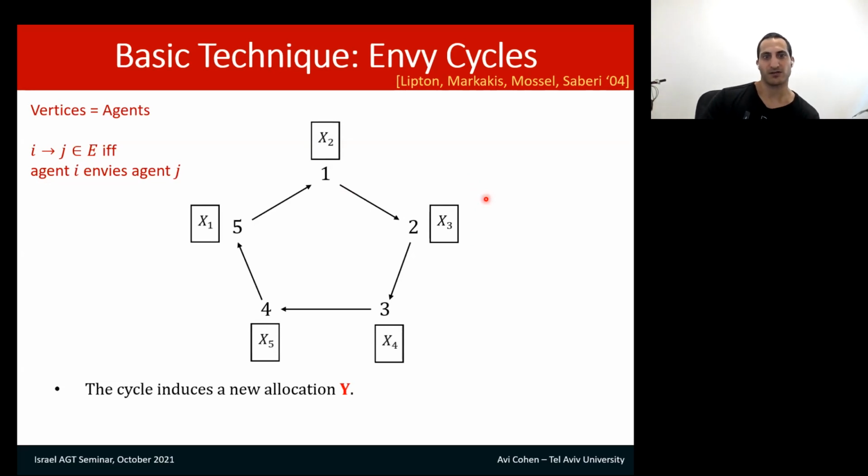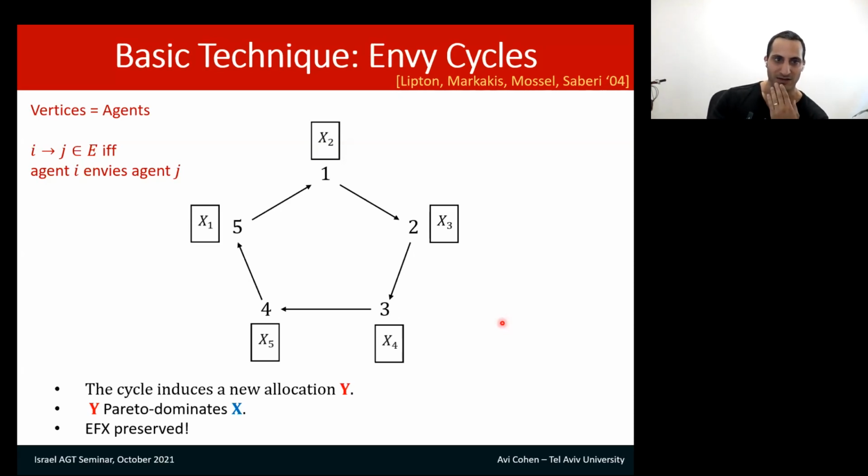Each agent in that shift of the cycle is better off, and no agent became worse off. So Y Pareto dominates X, and EFX is preserved because the set of bundles that other agents have hasn't changed. Since agent i didn't strongly envy anyone in X, in the new allocation where i is better off, i is still not going to strongly envy anyone. So it's still EFX. Having used this technique, we can assume that eventually we have no envy cycle.